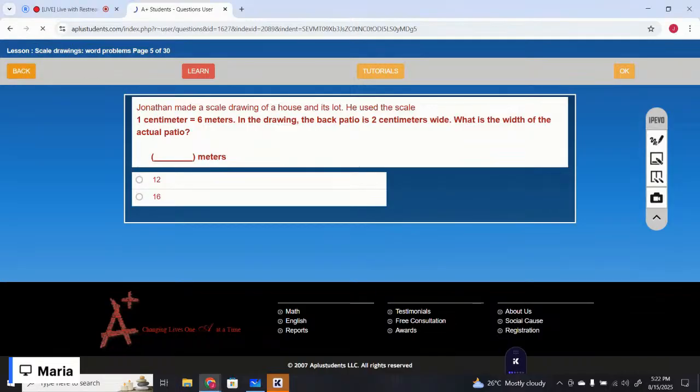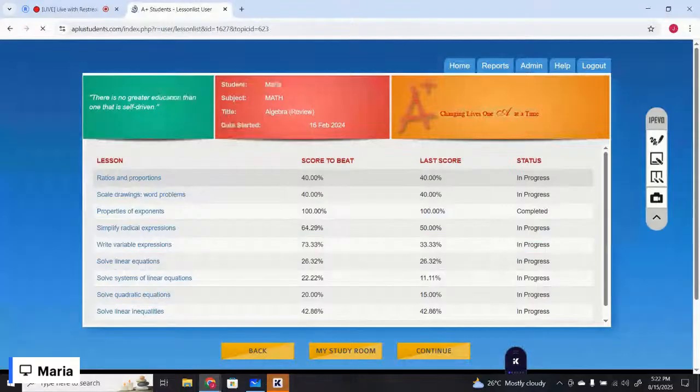Okay, you can complete the lesson by yourself later today. Let me just move on to the next lesson. The next lesson is properties of exponents.